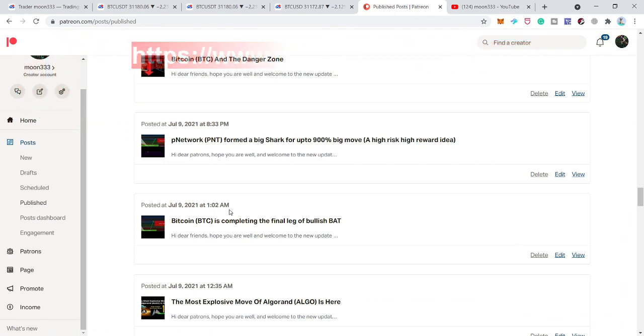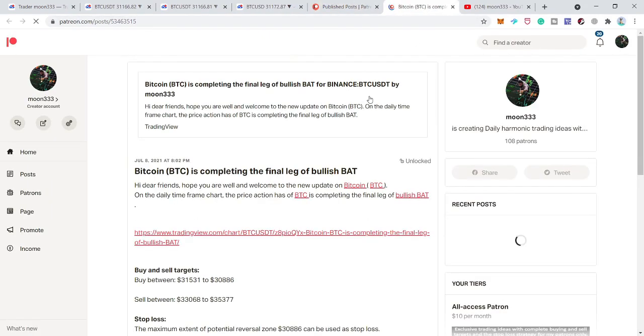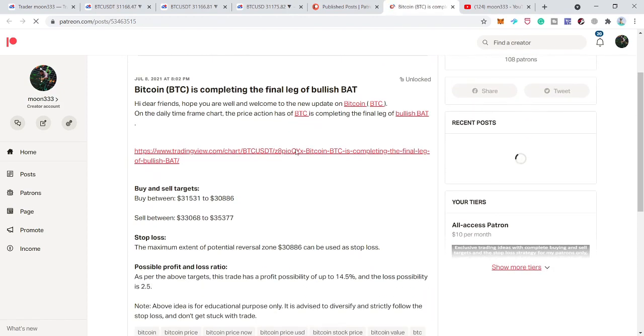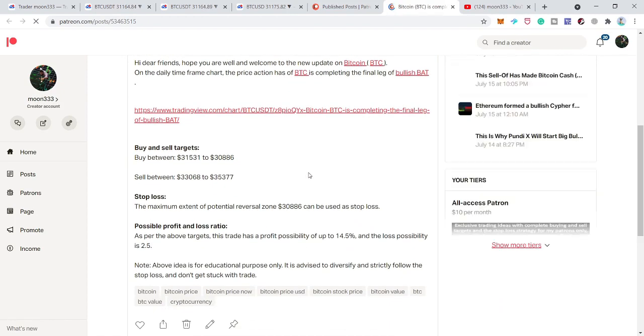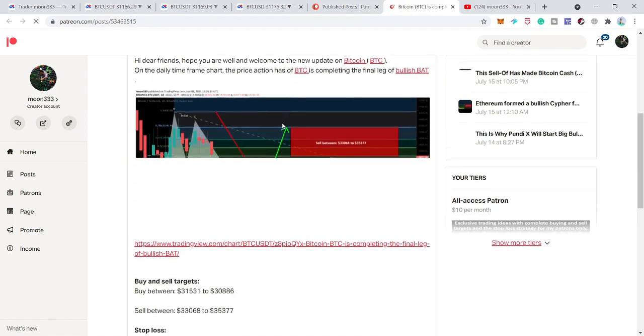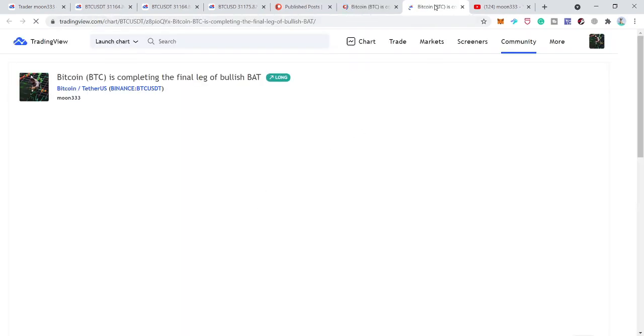Okay, first of all, I want to show you this pattern that I shared on 9th of July at the Patreon for my members. And here I told them that the price action of Bitcoin may complete the final leg of the bullish bat pattern. If I show you all the dimensions, then Bitcoin has perfectly defined all the directions of the bullish bat pattern during this move.